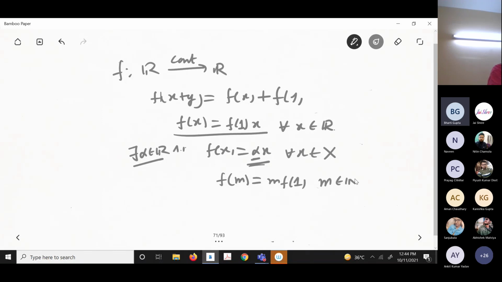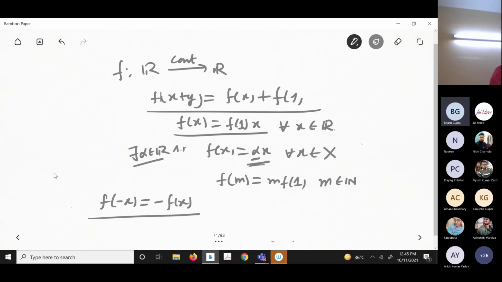That is okay. And then from additivity you can prove that f(-x) equals minus f(x), because f(0) equals 0, since 0 plus 0 gives f(0) equals f(0) plus f(0). So if m is a negative integer, then still you have this.